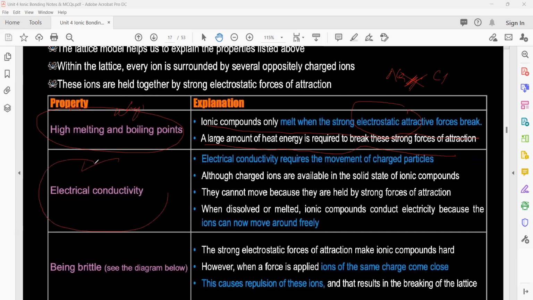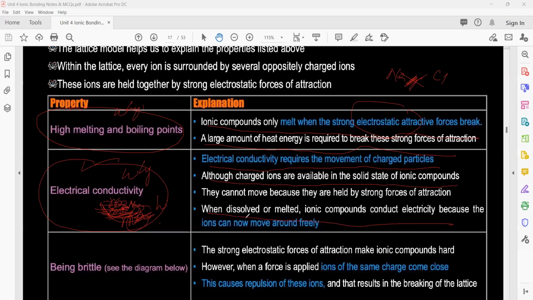Now, ionic compounds conduct electricity. Why? Electrical conductivity requires the movement of charged particles. Although the charged ions are available in solid state ionic compounds, they cannot move. If you have sodium and it is solid, there are ions, positive and negative ions, but when they are solid, they cannot move. When the ions cannot move, electricity cannot pass. So if you want to make them move, you have to melt them by heating, or you have to put them in water and make a solution. When dissolved or melted, ionic compounds conduct electricity.